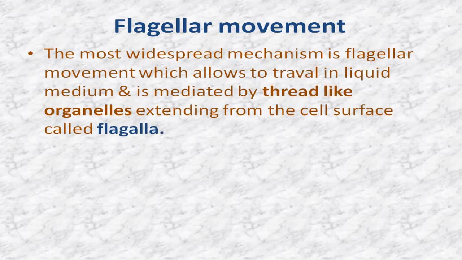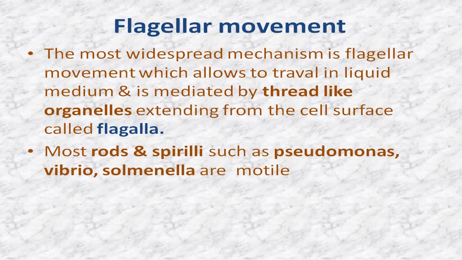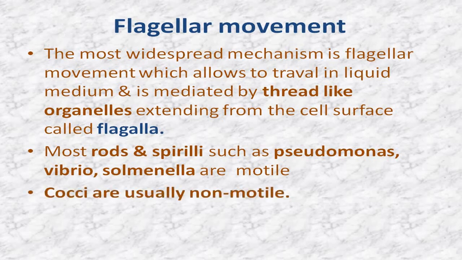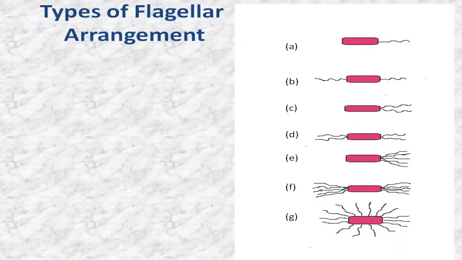Now the flagellar movement. Flagellum is a part of the bacterial cell, and it is used for locomotion or motility of the bacteria. Flagellum is a thread-like structure extending from the surface of the cell. Rods and spirilla such as Pseudomonas, Vibrio, and Salmonella are motile, but the cocci are usually non-motile because they are without flagella.